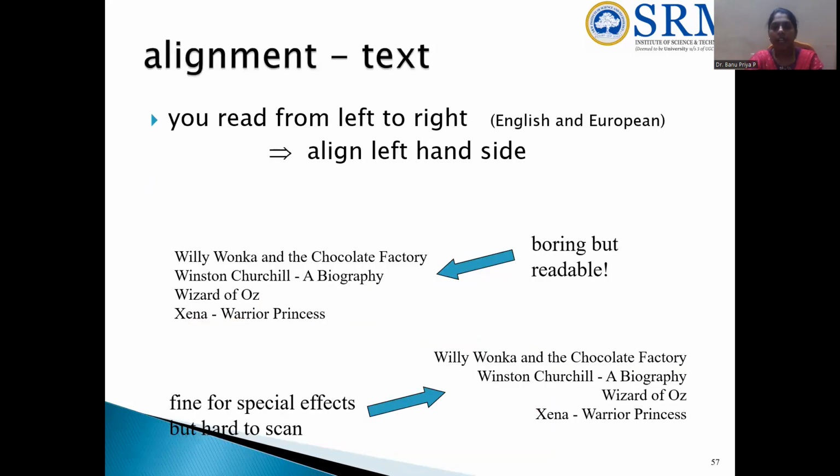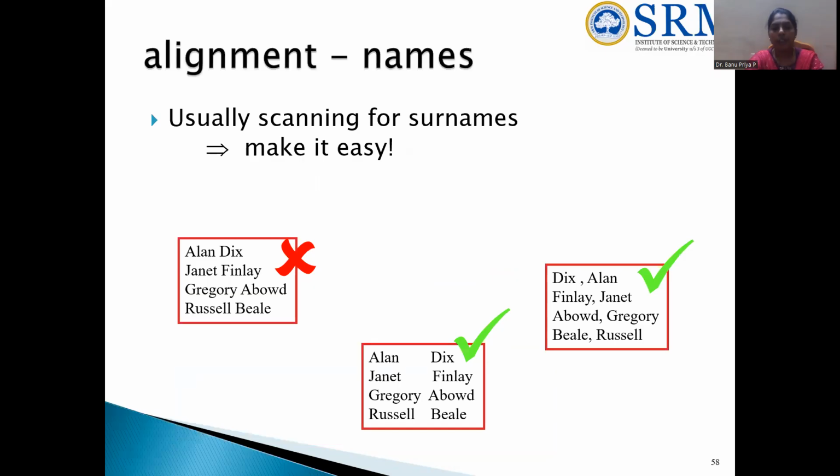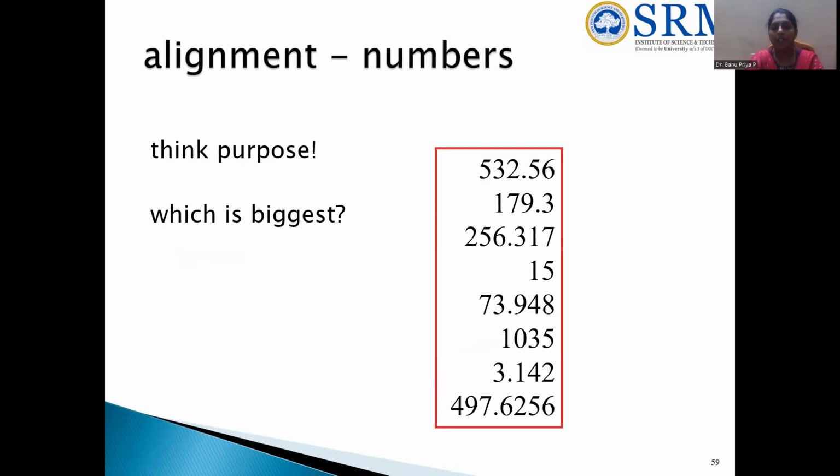The alignment has to be done in the text. You read it from left to right, align it properly. Maybe from right, align it properly. Usually scanning from surnames makes it very easy, correct? If you look at this example, the second and third make it easy to read, whereas the first one we do not understand. So alignment has to be maintained while designing.